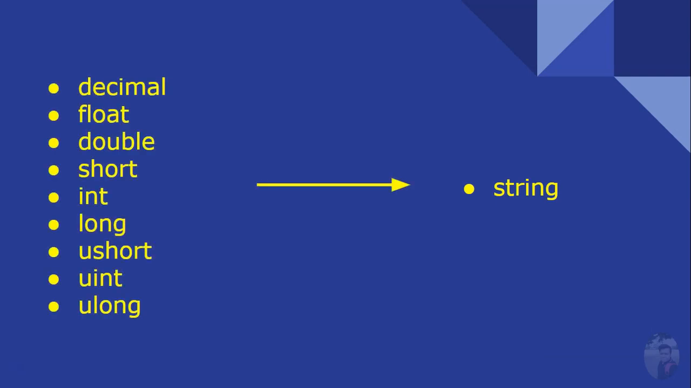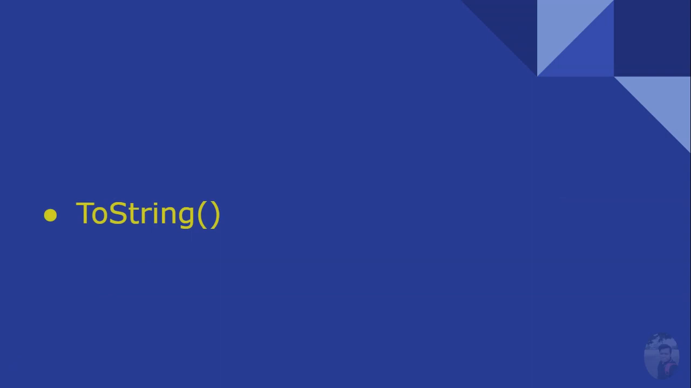Now we shall discuss the second use case, that is converting to string from decimal, float, double, short, integer, long, all these types. How can we achieve this? This can be achieved using the ToString method. So we'll see this in action.